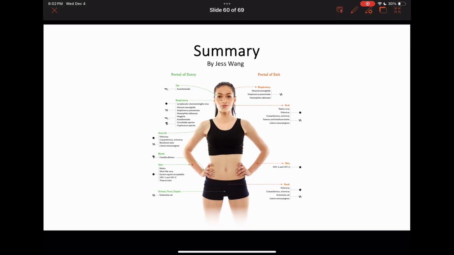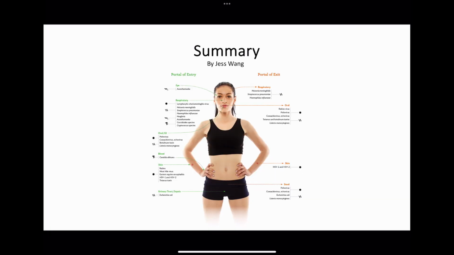Hi, my name is Jess Wang, and I will be summarizing the presentation as well as going over the portals of entries and exits. We've learned that infections in the central nervous system often include flu-like symptoms such as a headache, dizziness, and fatigue. These symptoms progressively become more serious over time.